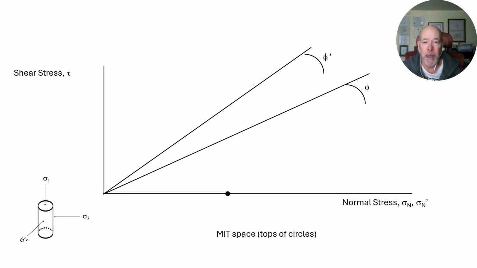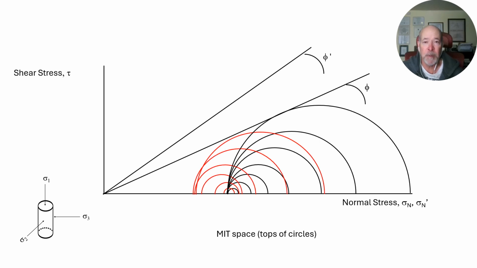So let's just get back to our stress paths in MIT space. I've got both friction angles, total and effective stress friction angles, and we're going to consolidate that sample and start shearing it. Here's the total stress, effective stress. We build up the circles as we shear the sample until we hit the failure envelope in total stress and the corresponding effective stress failure circle.